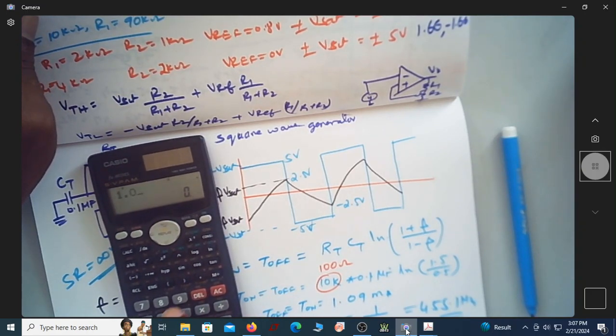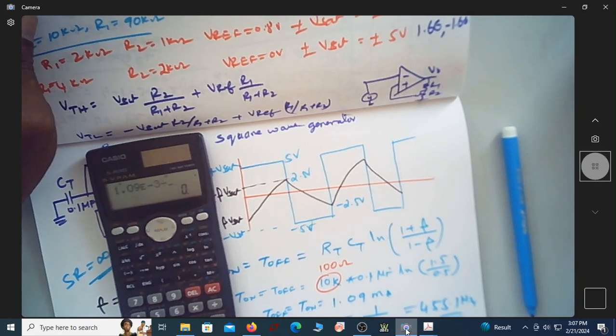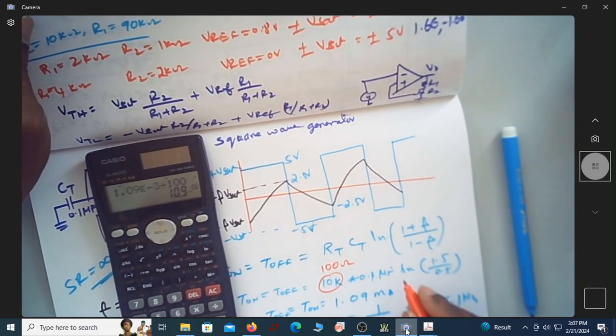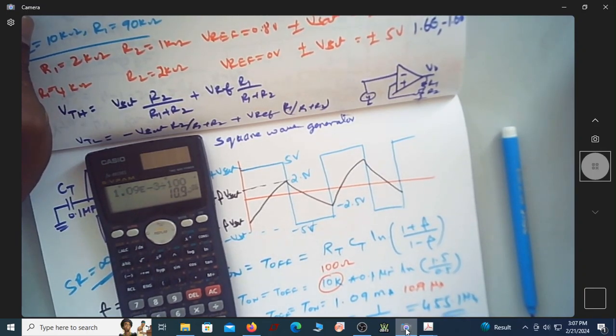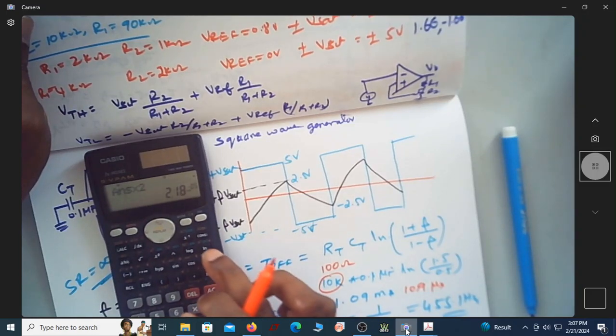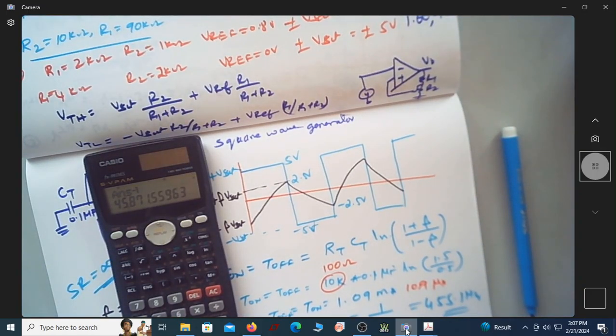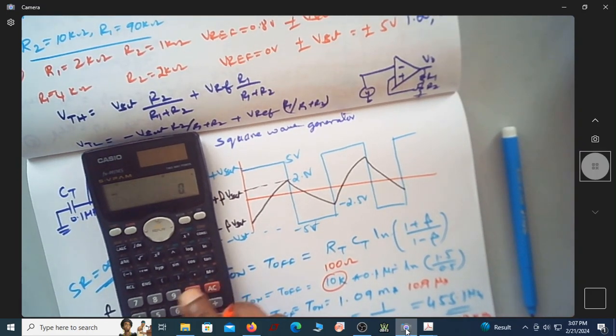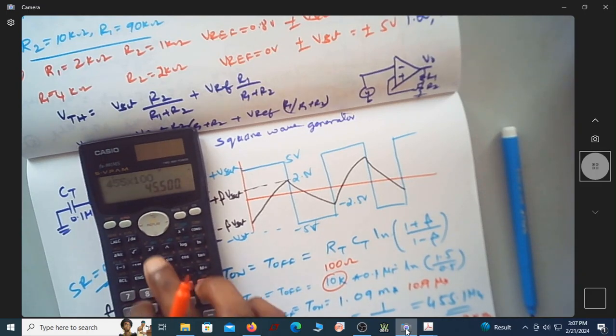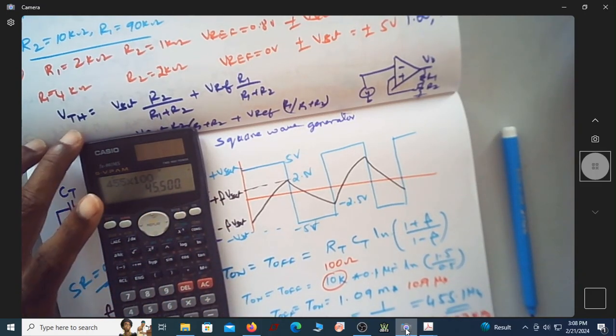So this also will reduce by 100 times. So it is 1.09 exponential minus 3 divided by 100, which happens to be 10.9 microsecond. Then this is into 2, and 1 over that will be 45.87 kilohertz. So this will be the frequency of oscillation if the resistance is reduced from 10k to 100 ohm. It actually increases by 100 times, so it is 455 into 100, which happens to be about 45.5 kilohertz. Okay, that's what is 45.87 kilohertz.